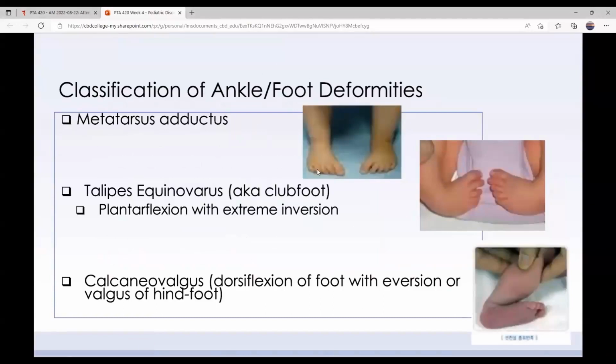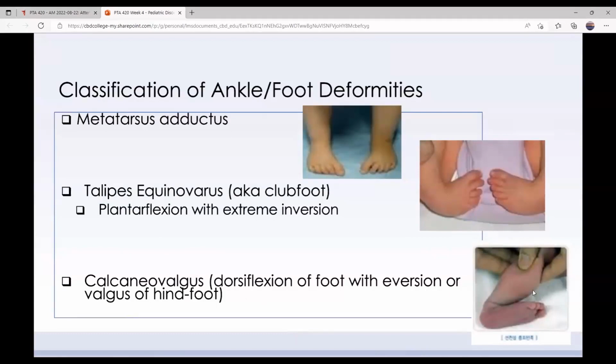When you look at the names and then look at the picture, it makes sense. Metatarsus adductus: look at where the metatarsals are, they're pointing in. Talipes equinovarus is also known as clubfoot. The patient's plantar flexed and extremely inverted, so think about your sprained ankle position. Another way to remember this is equino, or equine gait. That's toe walking gait. The patient might have to be in a plantar flex position in order to be in equinus position, and that is their gait description.